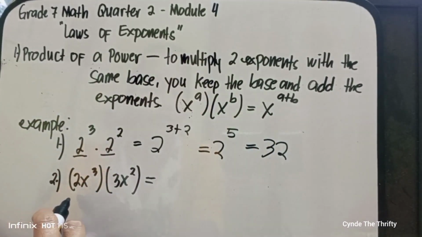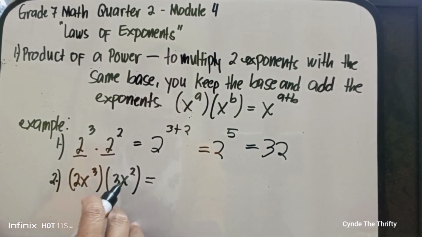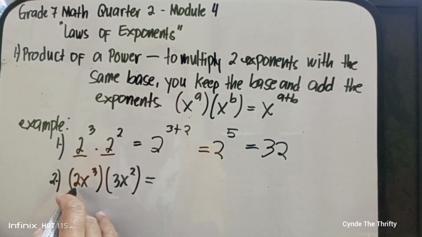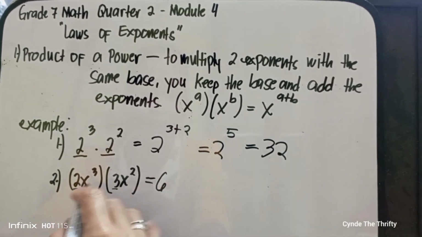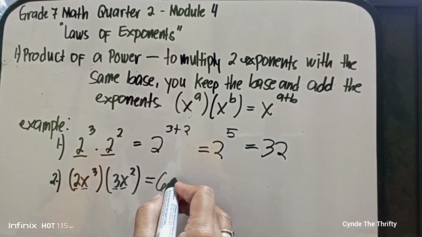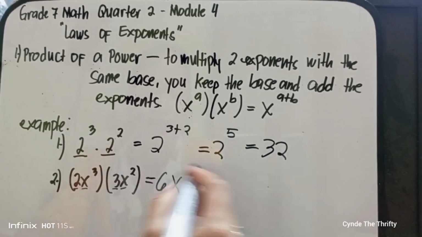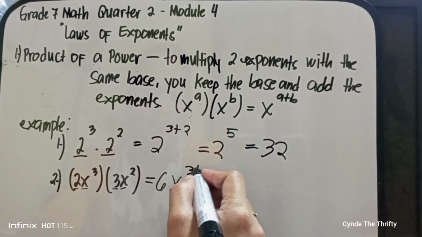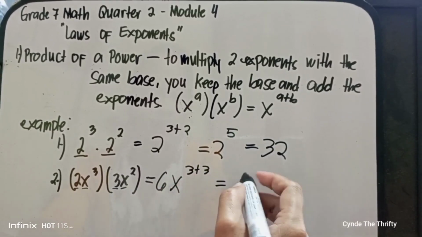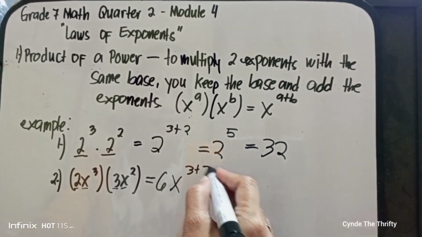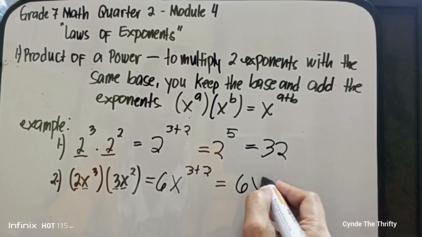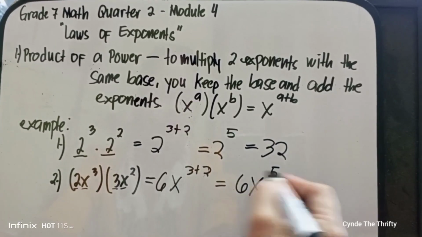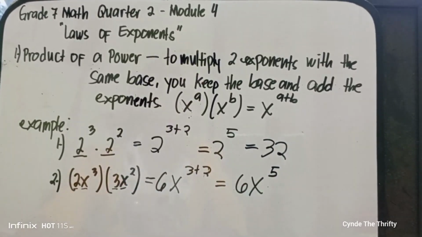Another example, 2x cubed multiplied by 3x squared. So, ang gagawin natin is i-multiply natin itong ating numerical coefficient, which is 2 and 3. So, that is 6. And then, we have the same variable x. So, kopyahin natin si x. And then, i-add natin ang kanyang exponent, which is 3 plus 2. So, ang sagot natin is 6x raised to the power of 5.